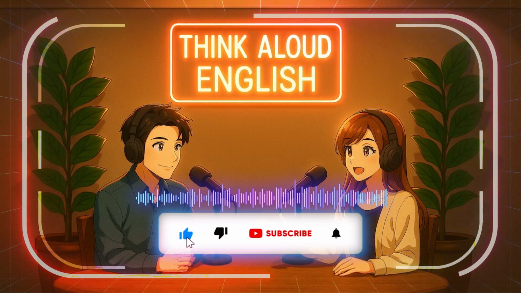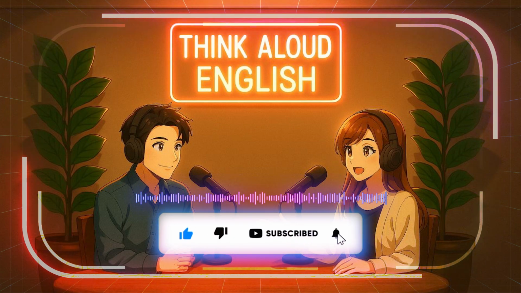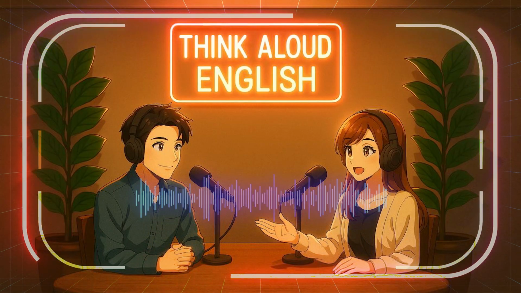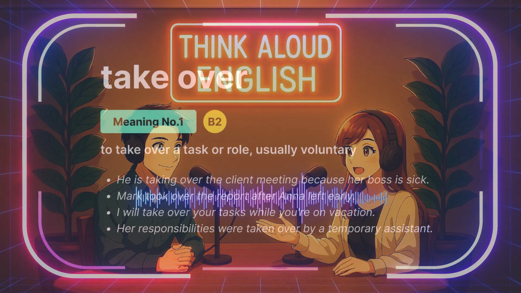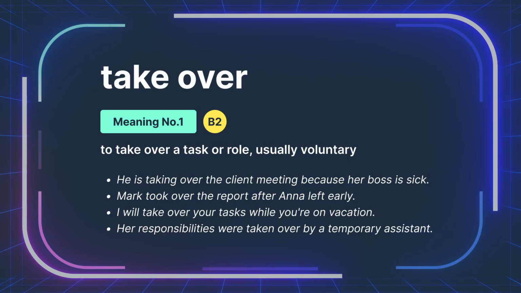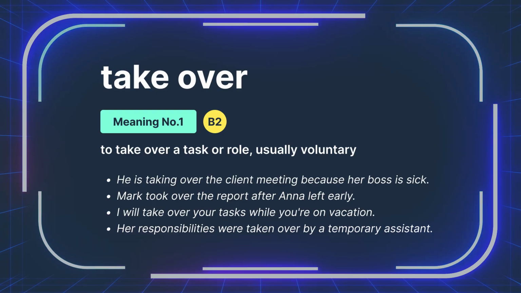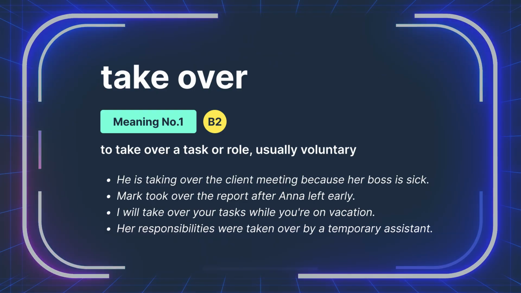Okay, let's start with what seems like the clearest application. We're calling it the power dynamic. This is all about assuming a role or task. So, meaning number 1. This is B2 level, very common: to take over a task or role voluntarily. This is the friendly version. Yes, the smooth, cooperative handover.